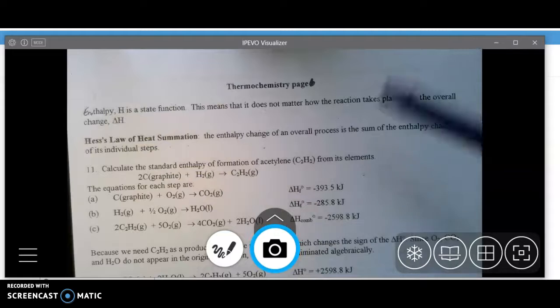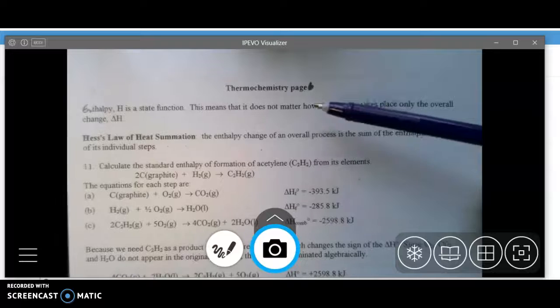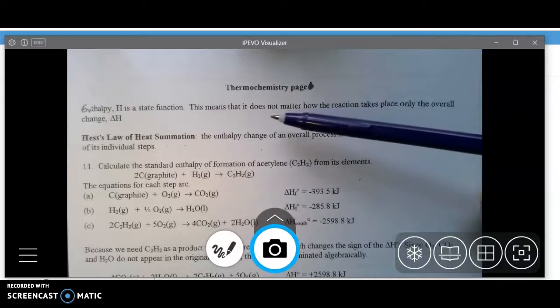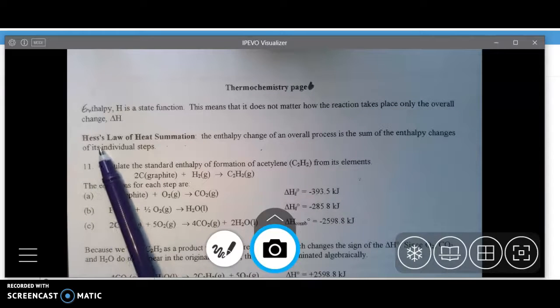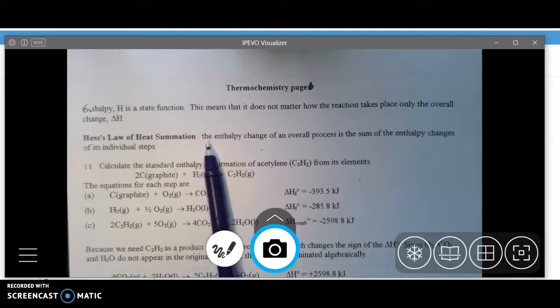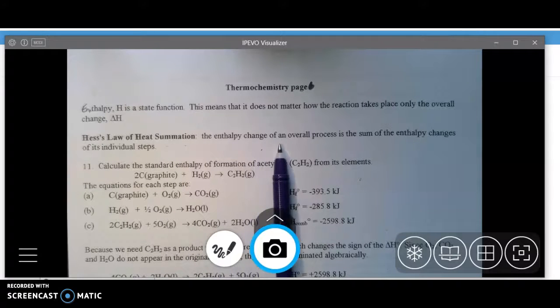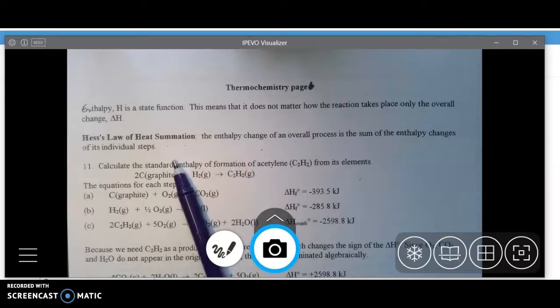That means it doesn't matter how the reaction takes place, only the overall change. So there can be numerous steps. So think of it as doing algebra in two different ways, but coming up with the same answer. Whether you do substitution or elimination, they both should give you the correct answer in a systems of equation type problem. So this is really applicable to what's called Hess's law of heat summation. The enthalpy change of an overall process is the sum of the enthalpy changes of its individual steps.